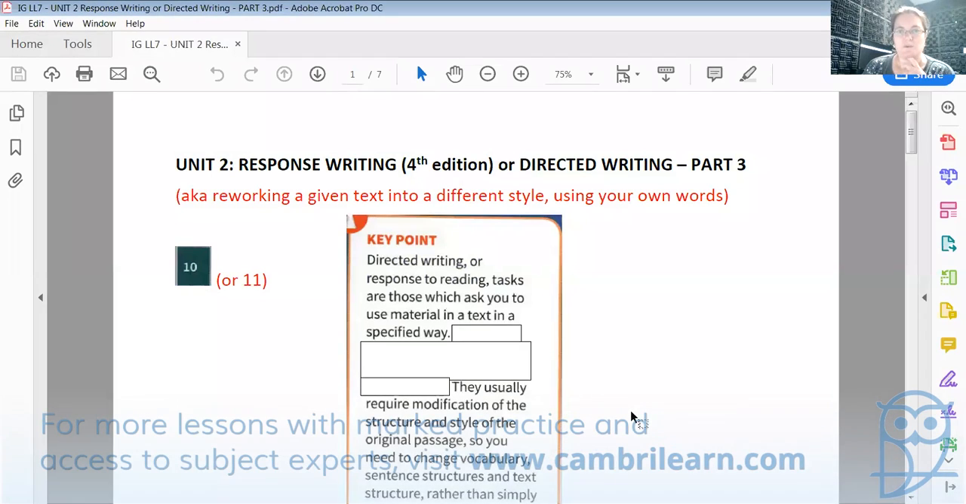So as most of you will be aware, and don't worry if you're not, all of the lessons come from the textbook, so you're not missing out on anything, okay? It's all there.